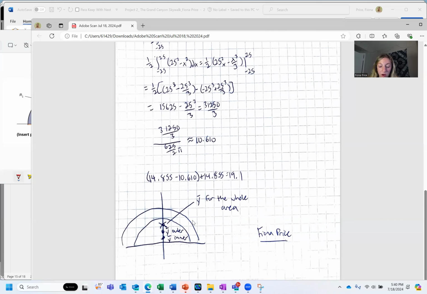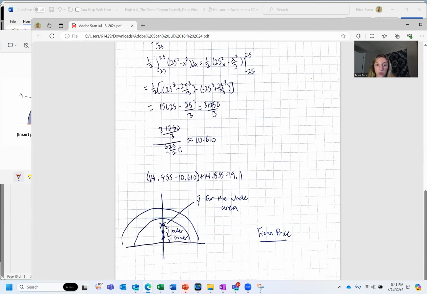So returning to this, our y-coordinate here is 14.855, so 14.9-ish. And then for the inner semicircle, it's 10.6-ish. And that makes sense, right? Because the inner one is smaller, so this is going to be closer to 0. Now, if we just subtracted 10.6 from the 14.9, that would be way too low. That would be down here. And that's not right.